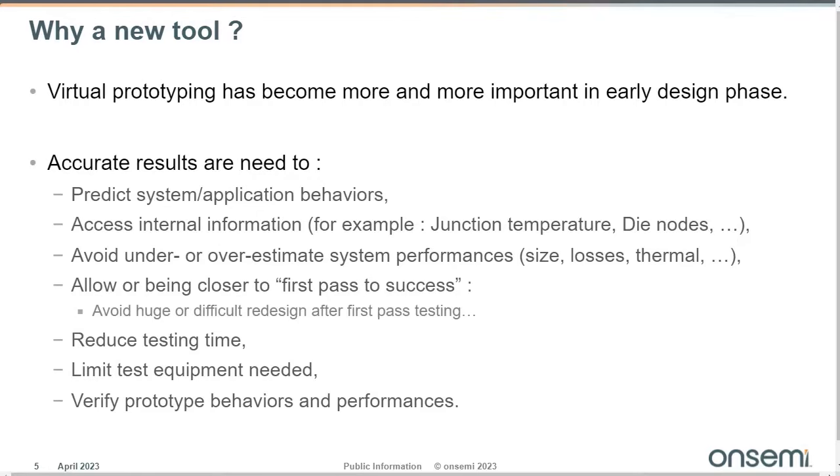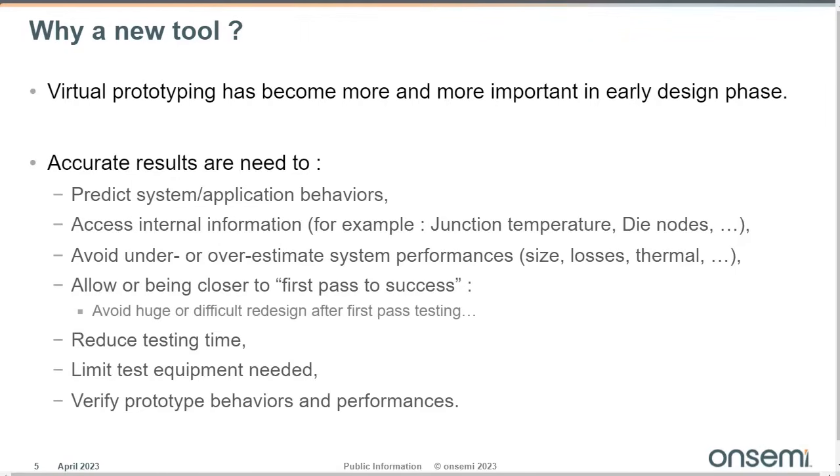We need those to predict the system performance or behavior, to access information like junction temperature and node voltage inside the system. We also need this virtual prototyping phase to be very accurate to avoid under or overestimating the system performances. And that will have an impact on size, on losses, on thermal, on mechanical design, and so on.